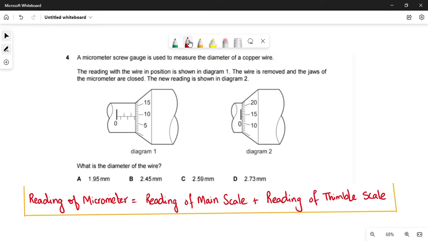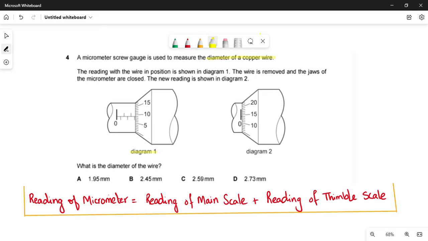So basically in this question, you can figure out how to read a screw gauge. The question is saying that a micrometer screw gauge is used to measure the diameter of a copper wire. So we have to find the diameter of the copper wire. The information given is that the reading with the wire in position is shown in diagram 1. So in diagram 1, we are given the reading of the screw gauge when the wire is fixed.